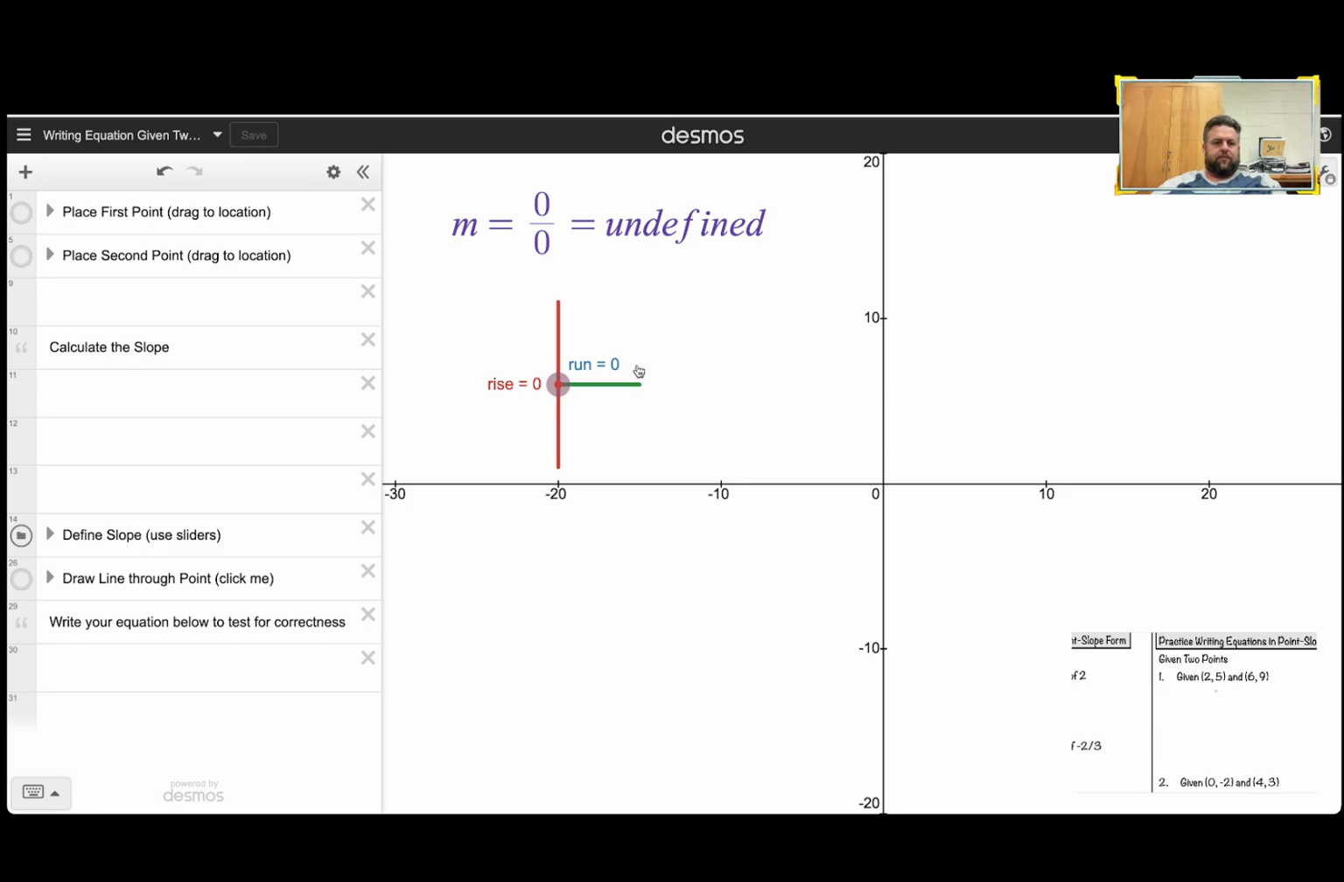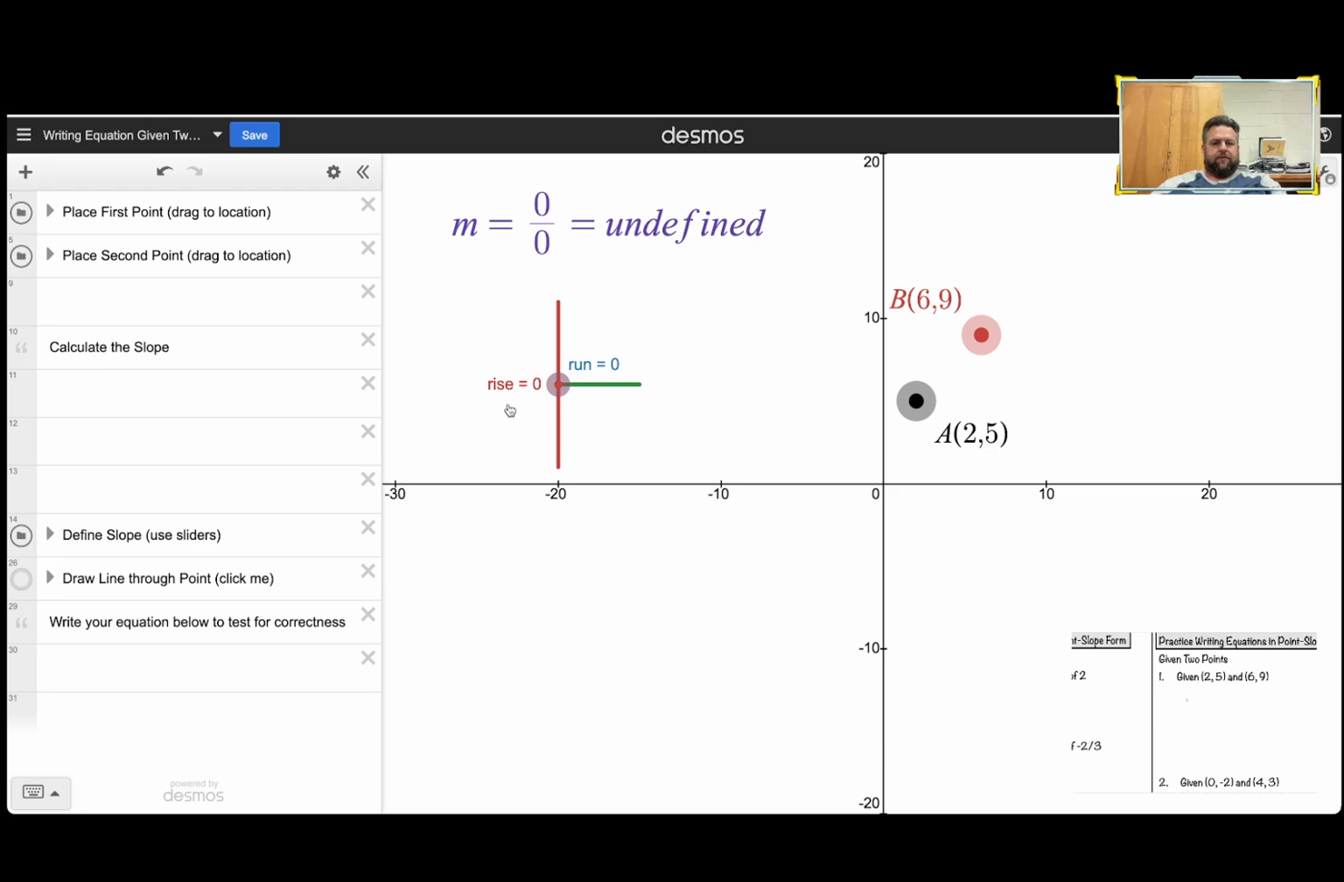So we have our first point at (2, 5). Let's go ahead and create it. First point is going to be over at (2, 5). And then our second point is going to be over at (6, 9). So we're going to go 6 all the way up to 9. Now, the first thing you have to do is calculate the slope.